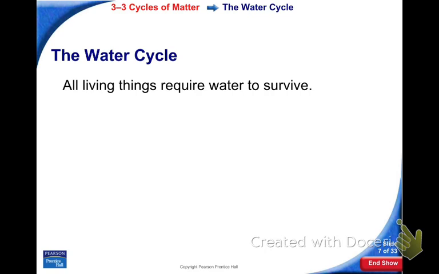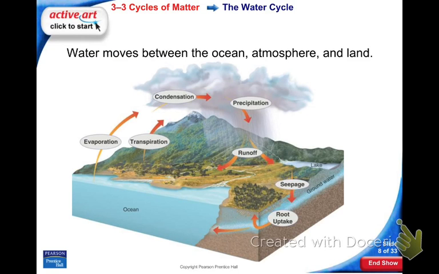So, the water cycle. They say there's something of the rule of threes. That a human can live 3 minutes without oxygen, 3 weeks without food. Some of us could go a little bit longer. Okay? And 3 days without water. Okay? All living things need water to survive. Because water, yes, 3 days without water.